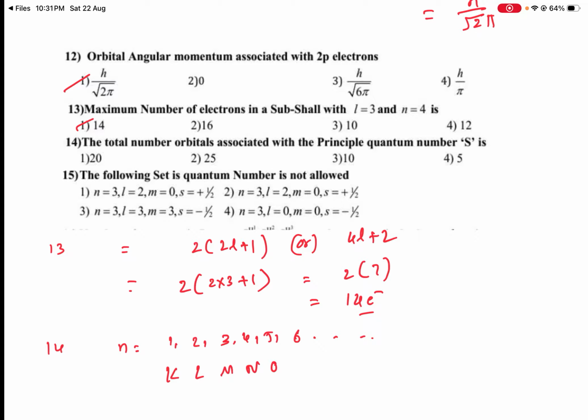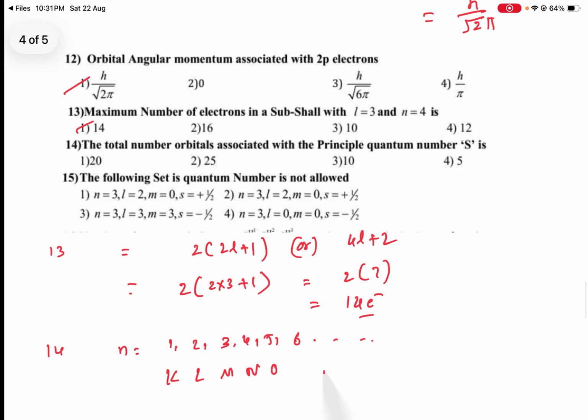Here the total number of orbitals is the square of n. 20 is not there, so 25, 5 squared. 5 squared means 25. So we select this one, as the principal quantum number associated with O, like K, L, M, N. So for this, n is equal to 5. So 5 squared means 25. So for the 14th one, option 2 is the correct one.